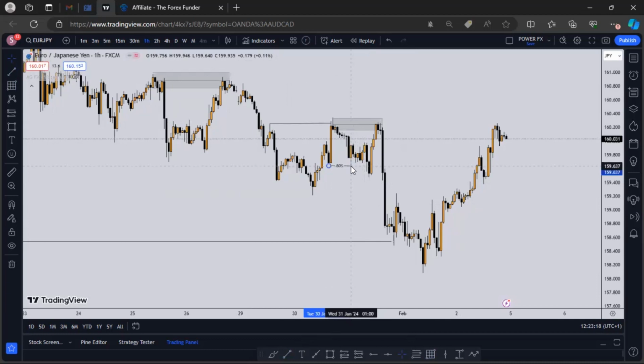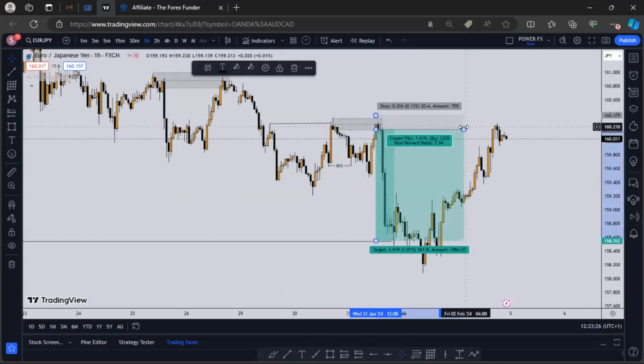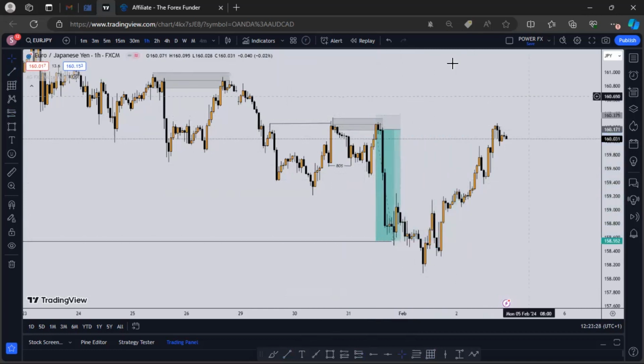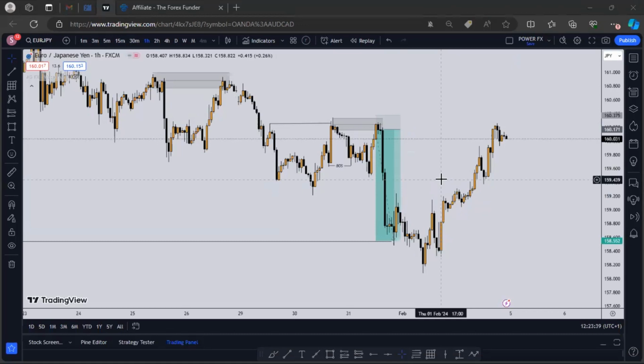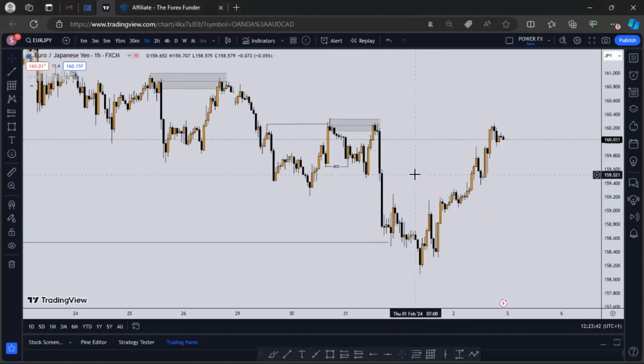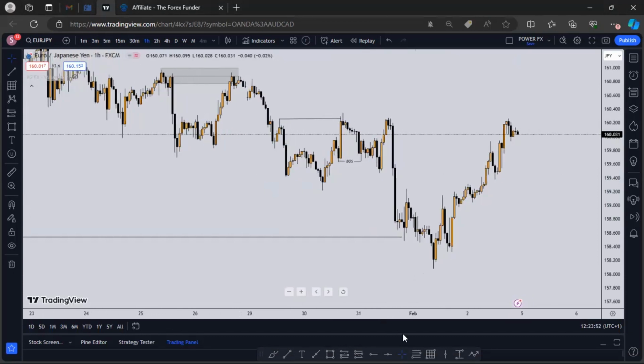Then what did the market do? The market came all the way to the zone, then rallied all the way to the downside, as you guys can see. So the next thing we want to look out for is our recent supply zone to take our trade off of. This supply zone was what caused the break of structure, so we're likely going to take our trade off of that particular supply zone.